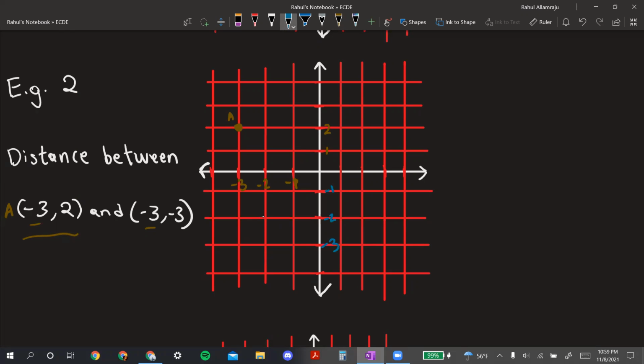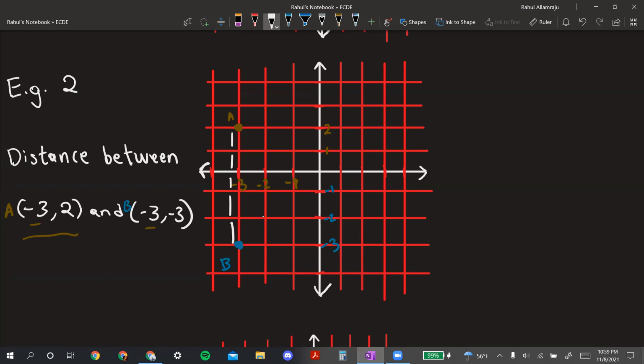So you're going left 3 units and 3 units down. So let's give this B. Now here's another way you can look at this. Just count the number of units between each one. So this is 1, 2, 3, 4, 5. So the distance between them is 5.